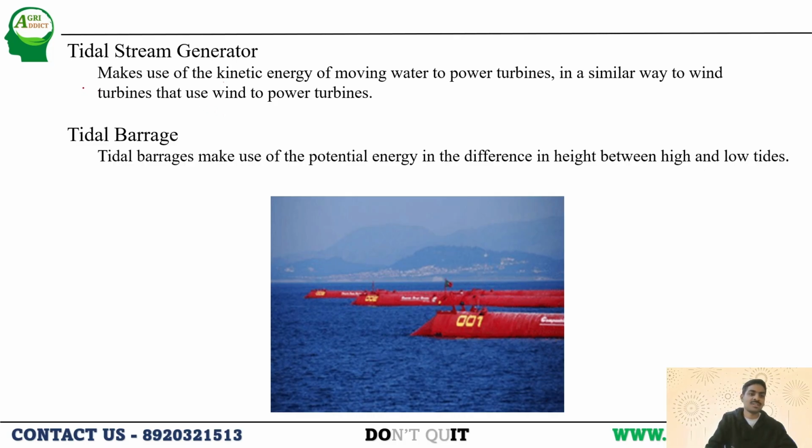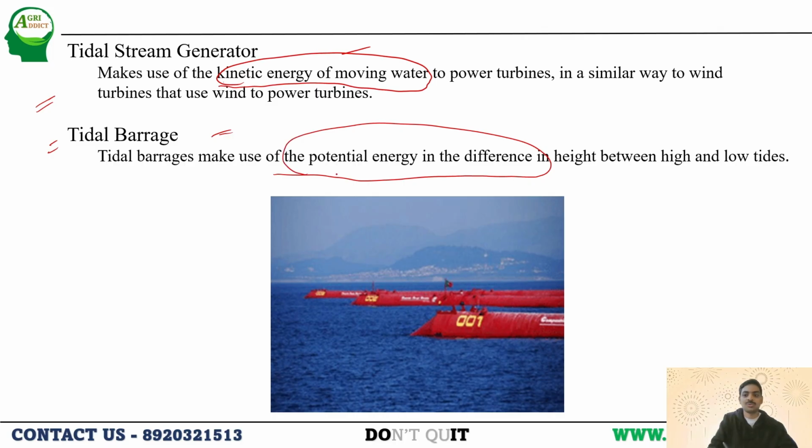Next, now we have studied the tidal barrages, right? In the same way, here we will learn what we are actually utilizing for generation of electricity. In a tidal stream generator, what happens? We make use of the kinetic energy of the moving water, it is important to note, to power the turbines, similar to wind turbines. Next, in tidal barrages, we make use of the potential energy difference to run the turbines. Okay, here potential energy is being used, there kinetic energy. We should be clear about tidal barrages and tidal stream generators.